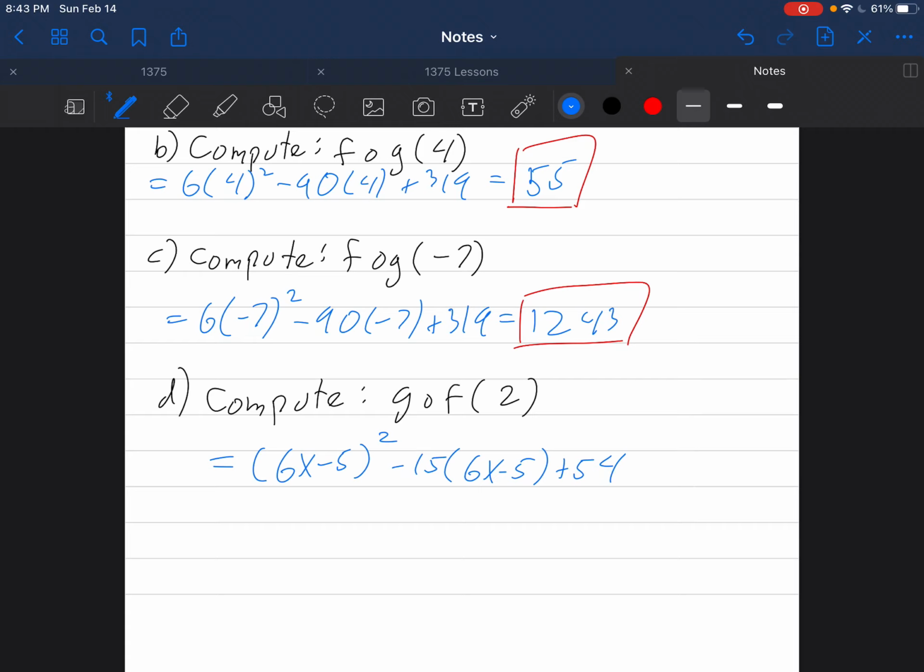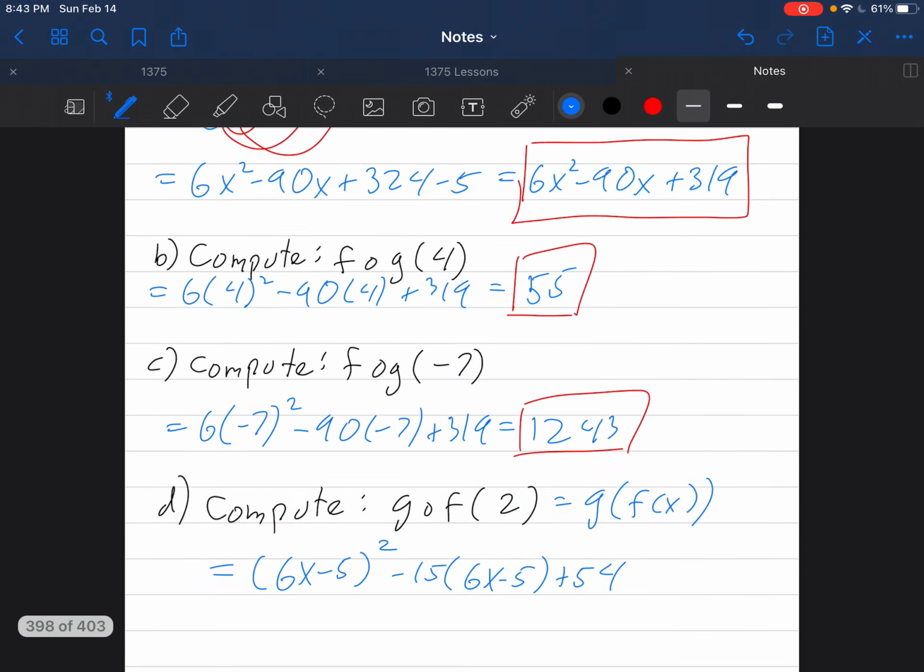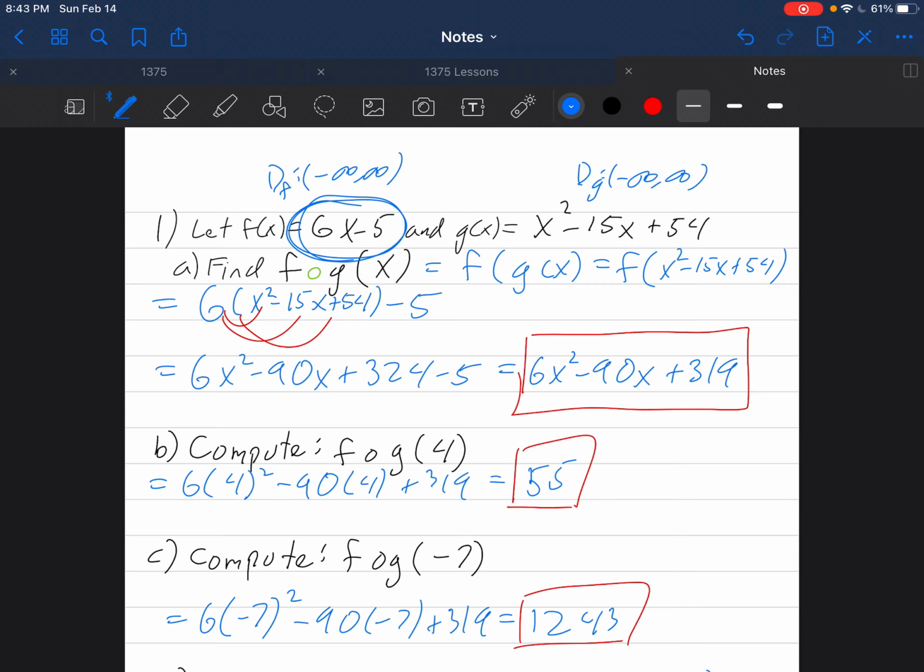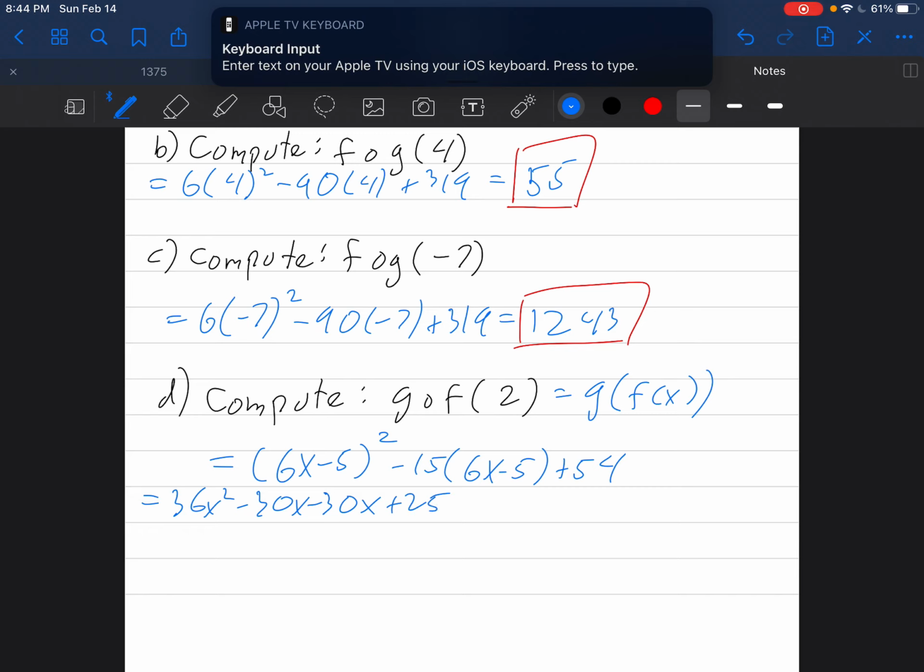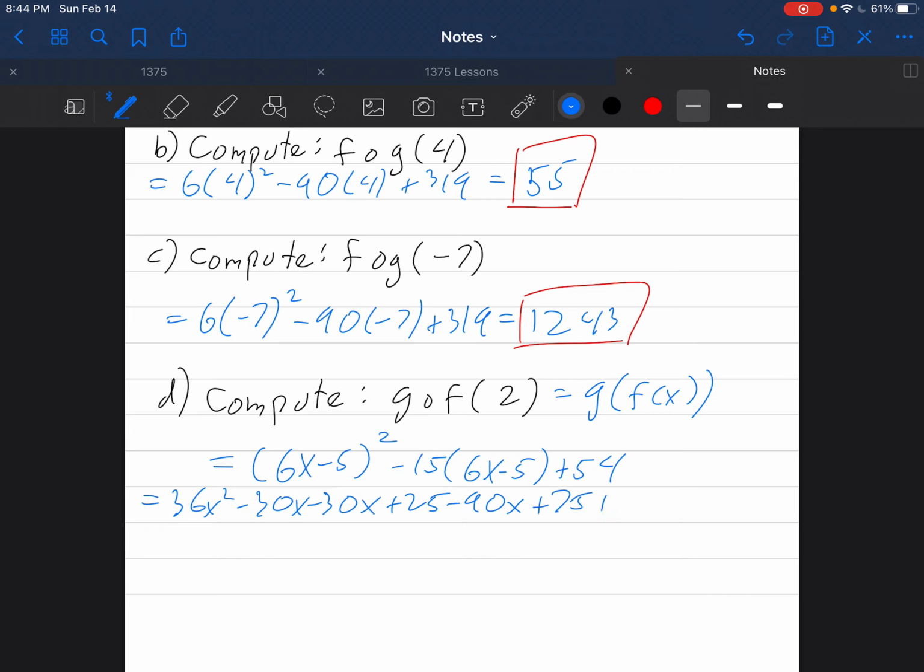Remember, our input function here is f of x. So that means we are taking this 6x minus 5 and substituting it for these x's right there. And that's how we get this large expression, which will have to be FOILed to get 36x squared minus 30x minus 30x plus 25 minus 90x plus 75 plus 54. Combine like terms to get 36x squared minus 150x plus 154.